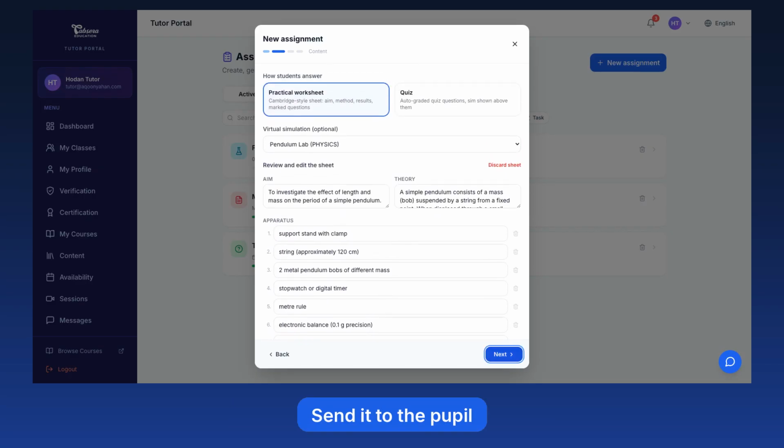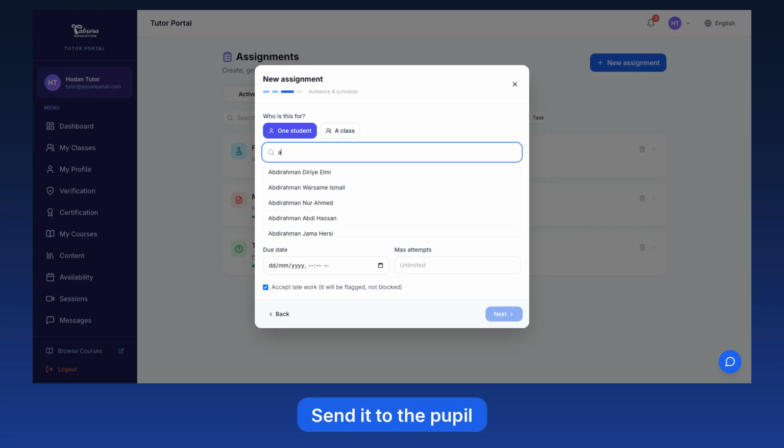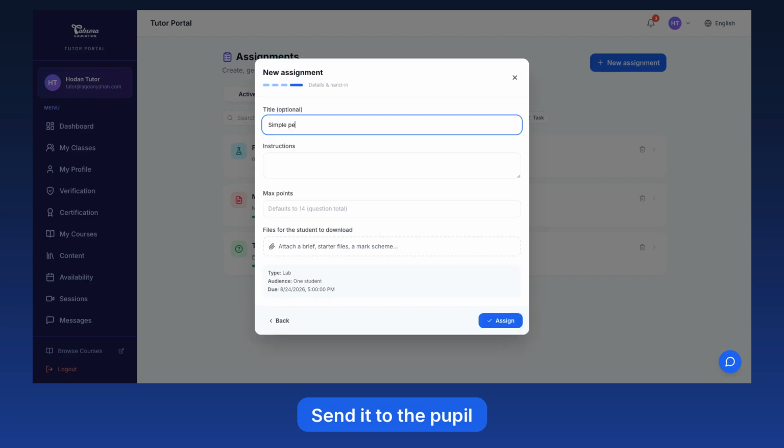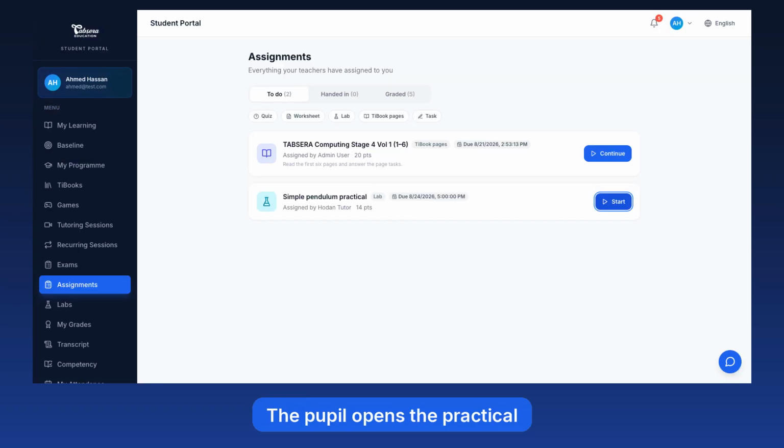Choose who does it. We will send it to Ahmed, give it a deadline, name it, and assign. The moment it lands, the printable sheet and a teacher-only mark scheme start rendering in the background, ready for the physical bench too. Over to Ahmed.